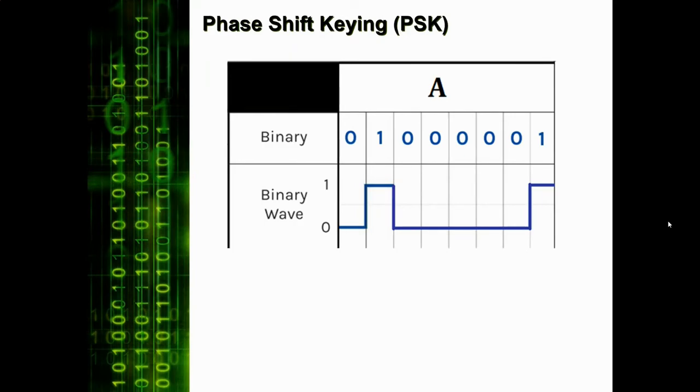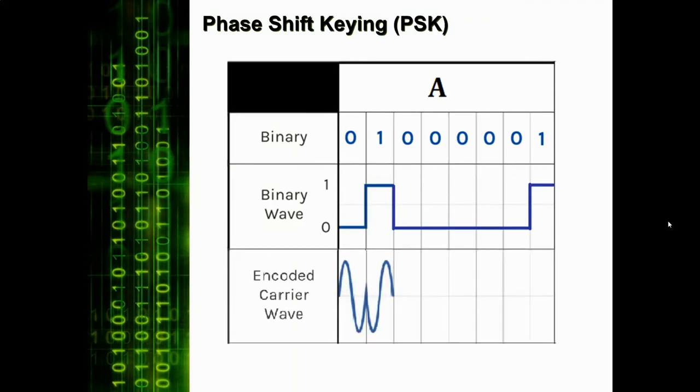So let's look at our A again. Okay, our binary number and our binary wave are the same. But when we encode them, the 0 will be a wave that starts at the equilibrium point, goes up and then down. So 1 complete wave. And then it goes down and then it goes up for a 1. Again, 1 complete wave, we just start down instead of up.